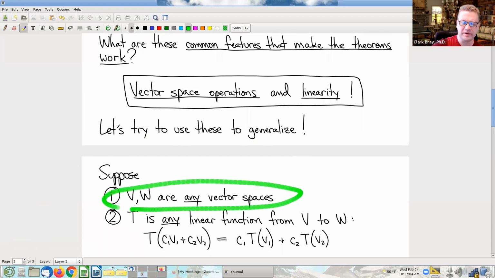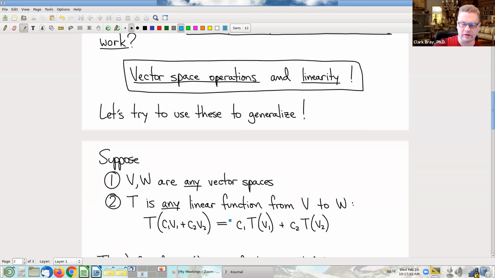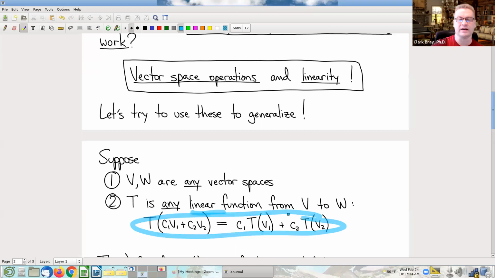Suppose we have a couple of vector spaces, right? And then we have a linear function between them, from V to W. And again, what do I mean by linear? Just a reminder, linearity means that if you put a linear combination into the function, then you get that same linear combination out of the function. Again, this linearity property, we've seen in several different contexts at this point. The linearity property is always the same in all of these contexts.